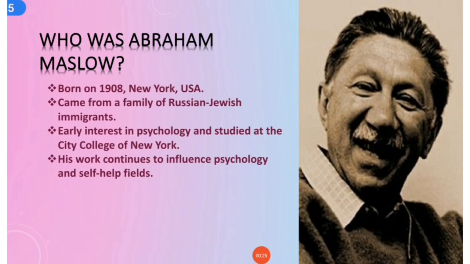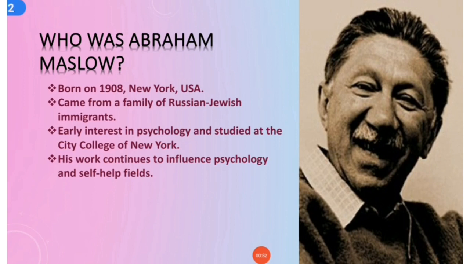So, Maslow came from a family of Russian Jewish immigrants and was born on 1st April 1908 in Brooklyn, New York, USA. He had an early interest in psychology and studied at the City College of New York. He received his PhD in psychology from the University of Wisconsin in 1934. He worked as a professor at Brooklyn College.